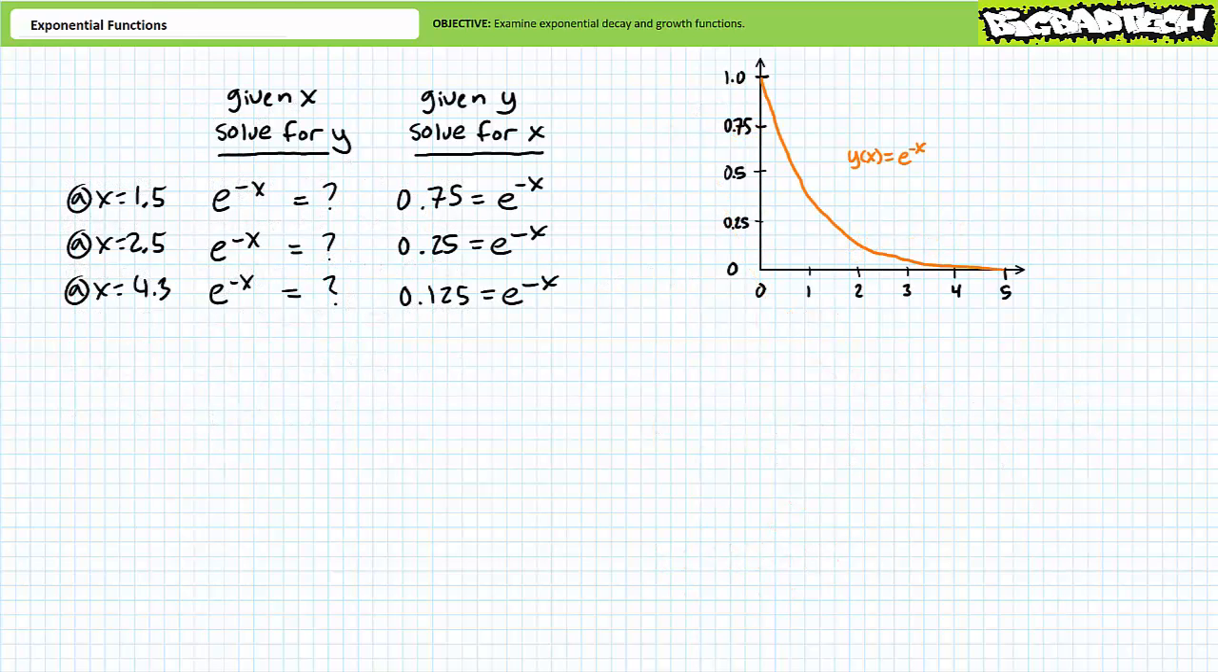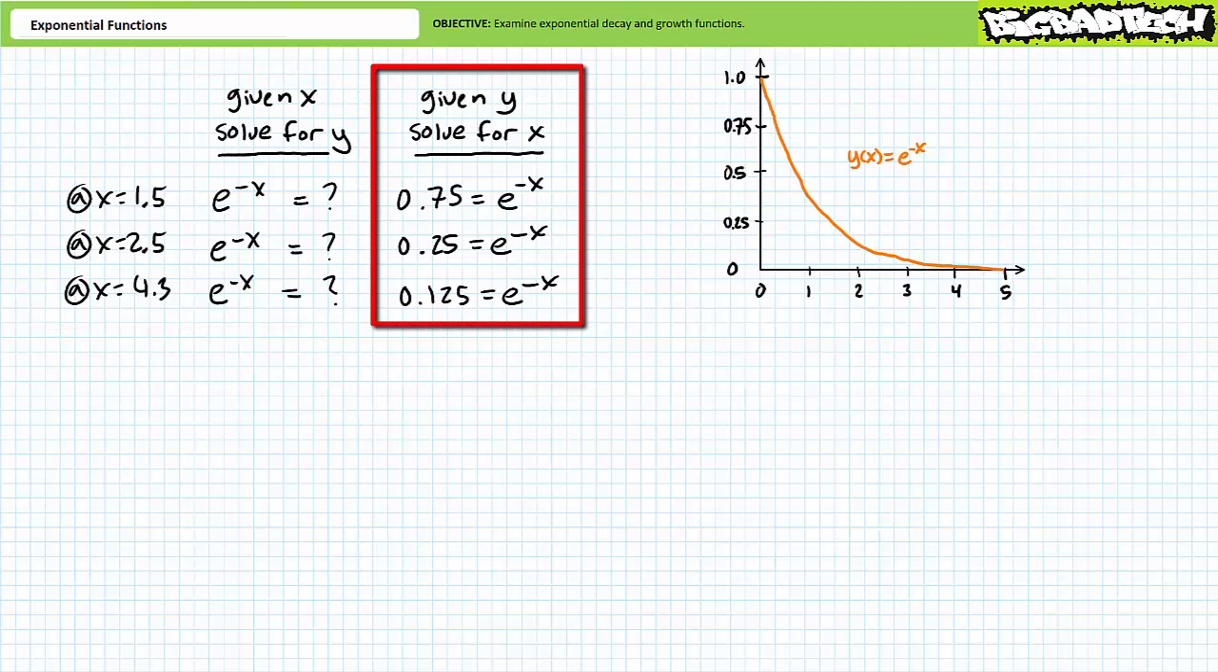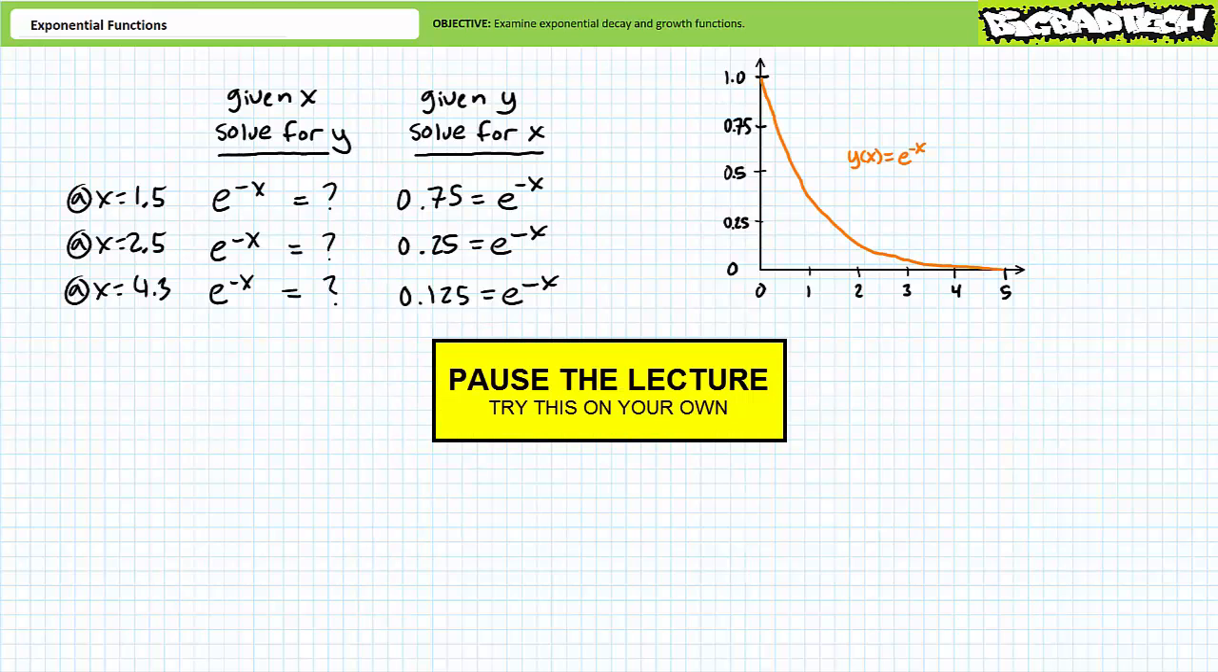Now that you've got an introduction to a basic exponential function, let's try these examples on for size. For the set on the left, given these x values, see if you can solve for the resultant y values. See if you can take the answers out to 3 decimal places. For the set on the right, given these y values, see if you can solve for the x values that satisfy these conditions. Remember, to solve for the desired x values, you'll have to use the natural log function. Again, see if you can take these answers out to 3 decimal places. By all means, pause the lecture and try these on your own.